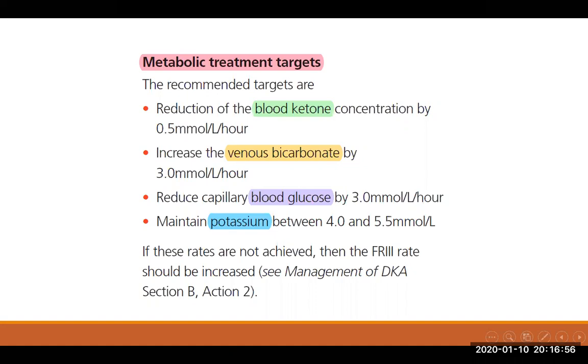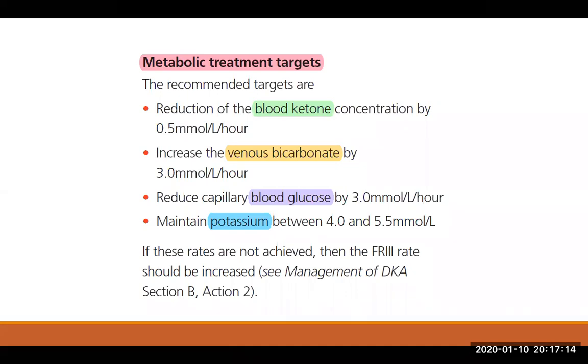Excuse me, sir, I have a question here. Yes. If the potassium drops during the treatment, let's say he develops hypokalemia, shall we stop insulin? I will mention it when we speak about the potassium.